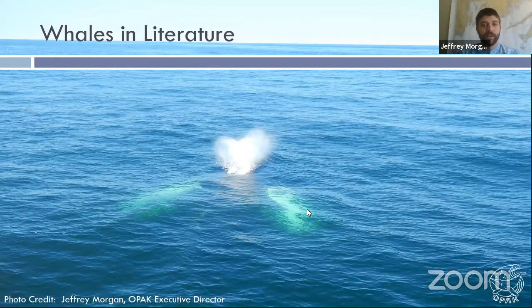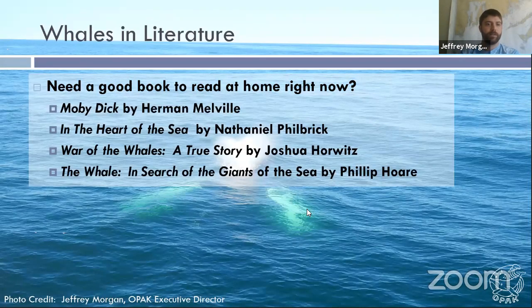If you are looking for some things to do at home right now, there are quite a few wonderful books about whales, fictional and nonfiction. So here's just a small list of some of my favorites. Obviously there's Moby Dick, In the Heart of the Sea, which was inspired by Herman Melville, War of the Whales, which is about noise pollution in the ocean, and then The Whale in Search of the Giants, which is a little bit more factual.